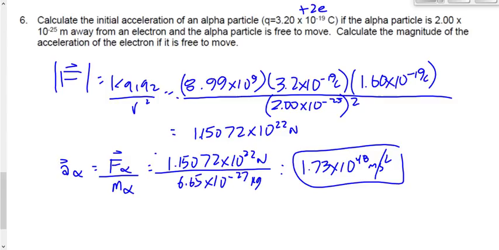Now you want to find the acceleration of the electron. What would you expect the acceleration of the electron to be, bigger or smaller? It's a smaller mass, so it's going to give you a bigger acceleration. Smaller mass, bigger acceleration. Works out to be 1.26 times 10 to the 52 meters per second squared.